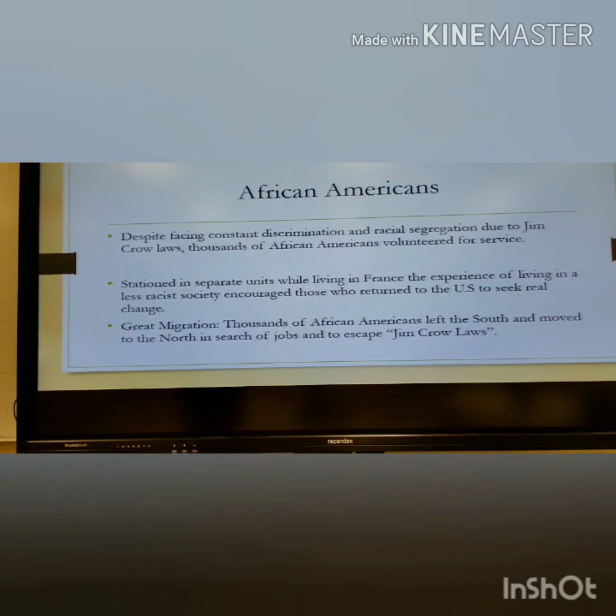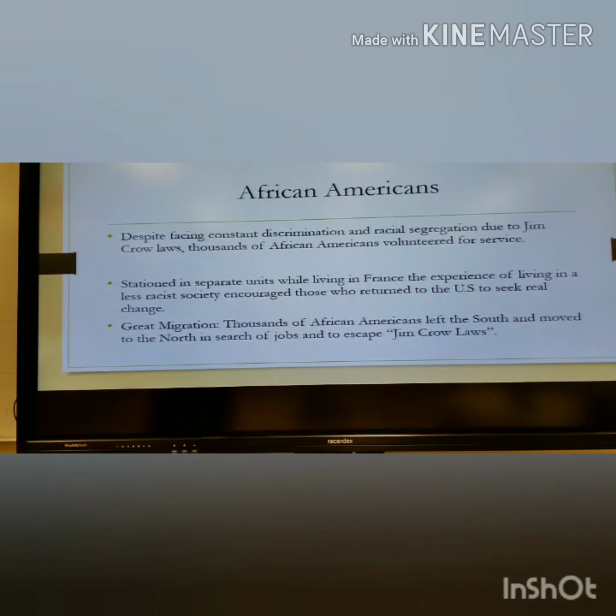Now, they're in Europe. They're stationed in separate units due to Jim Crow. But while living in countries in Europe, like, for example, France, they're undergoing an experience that doesn't involve so much racism. So thousands of African Americans return home after the war, and they're now encouraged. They're encouraged to fight for justice. They're encouraged to fight to eliminate Jim Crow laws because they have had a different experience.